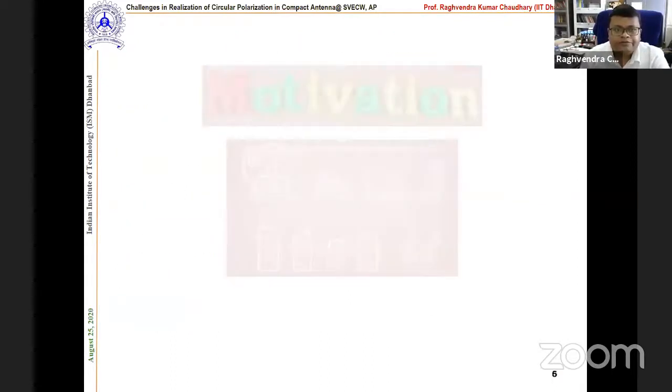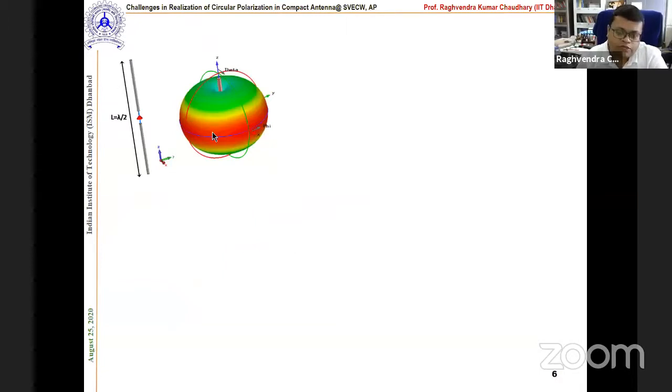Now coming to the motivation. If you see this picture, this is a λ/2 dipole antenna. And if you talk about the radiation pattern, this is what we require for handheld applications like mobiles, laptops, and so on. This is an omnidirectional radiation pattern. The theory for λ/2 antennas and the radiation mechanism we have seen in various textbooks. Here the main issue is that we need to maintain the λ/2, and only then do we get this kind of radiation pattern.